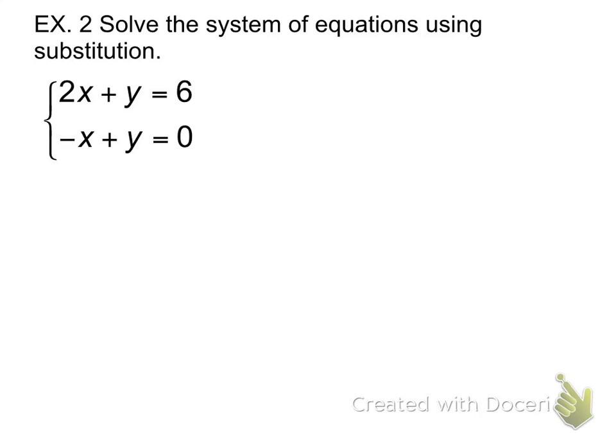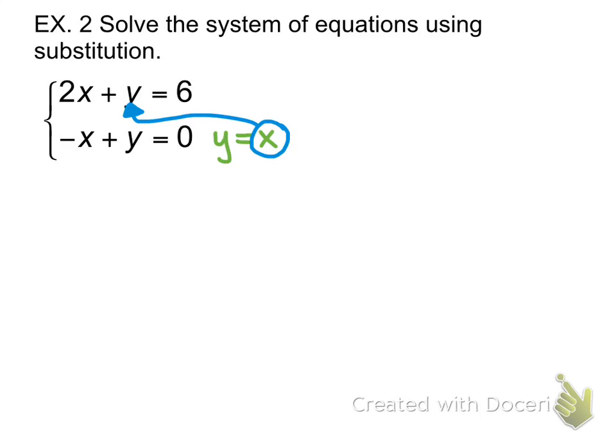Okay, now let's look at solving the system using substitution. So in the substitution method, we want to get a variable by itself in one of the equations, to be able to plug into or substitute into the other equation. So I'm going to take the second equation and get y by itself. When I do, that would just be y equals x. If I move the negative x to the other side, it becomes positive x. So now I'm going to take what y equals, which is x, and I'm going to plug it into the y in the other equation.